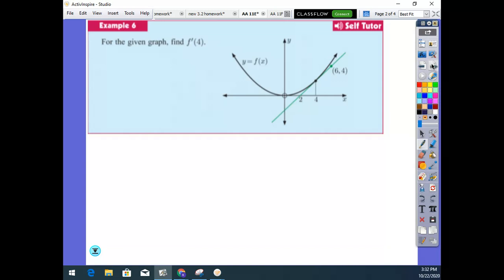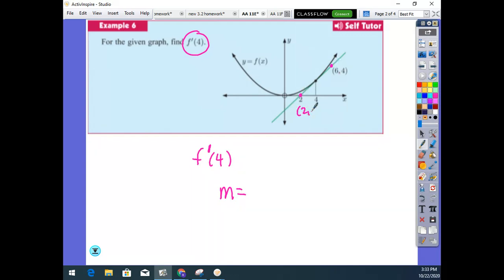So just analyzing a graph, if we look at this particular graph, it says find f prime of 4. F prime is the derivative, or the slope of the tangent line. Well, they have the tangent line drawn in. So we need to find the slope of that particular line. So on this line has the point (6, 4), but it also has the point (2, 0).